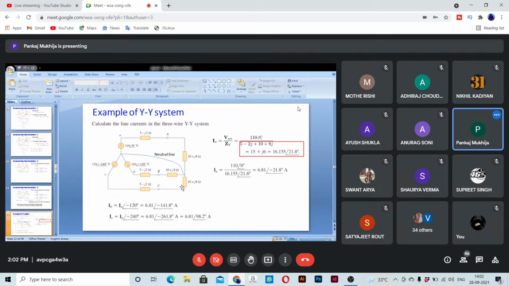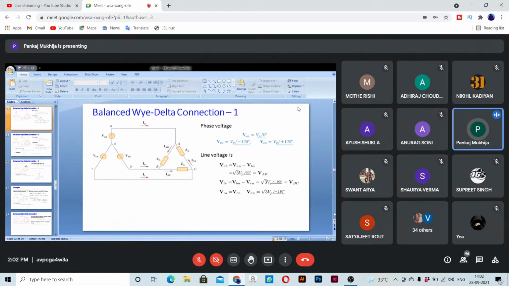Okay. So, very simple problem: how to find. Actually, in a three-phase network, when you do some practice, you will get the idea that it's nothing but just the application of KVL and KCL only. Nothing else. So you just have to apply KVL, KCL. It's very simple. Now let's see Y-delta connections. Now your sources are in Y connection.